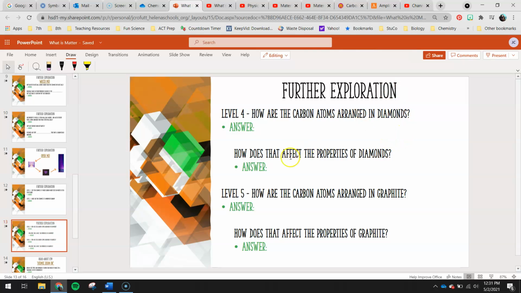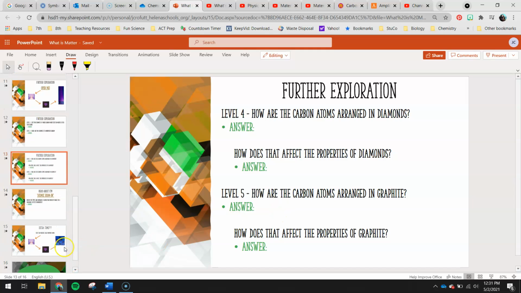So again, this is what I was just talking about with diamonds being so hard, versus level 5, which is graphite. How are the carbons arranged in graphite? And how does that affect the properties of graphite? Remember, graphite is very soft.